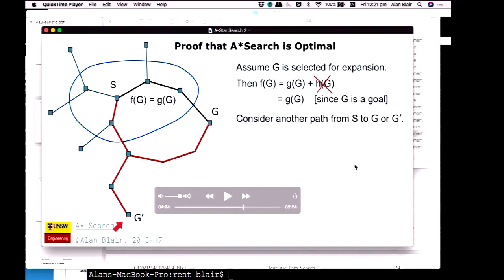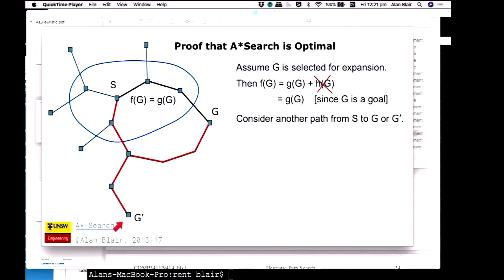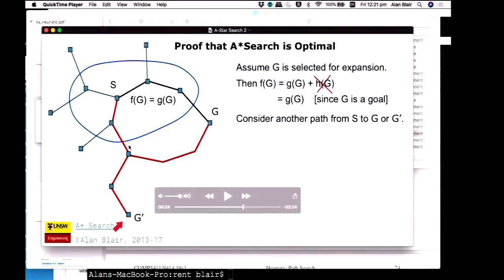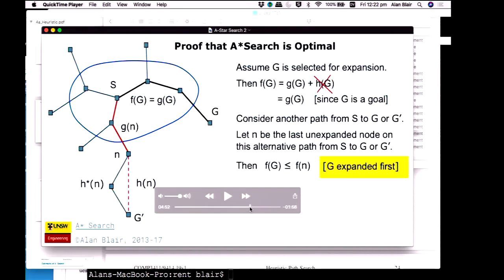Now, to prove that this is the shortest path, let's suppose that there's some other path that's shorter. Let's suppose there's another path from S to G which is shorter than this one, and then we're going to get a proof by contradiction. We don't know if that path could go to the same goal or a different goal. It doesn't really matter whether it's the same goal or a different one. Let's assume it's a different one just to keep the picture simpler.